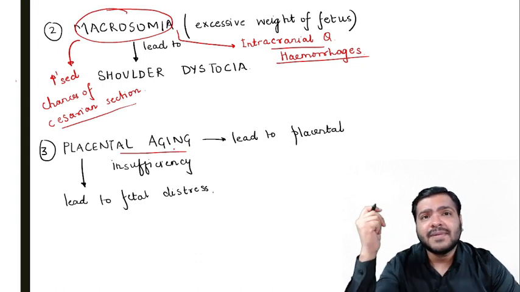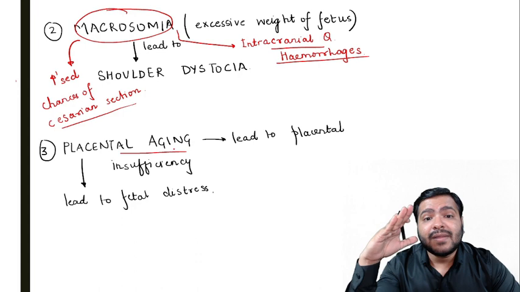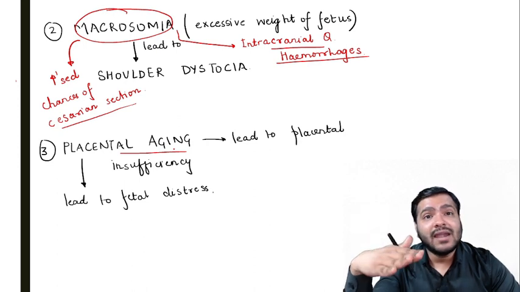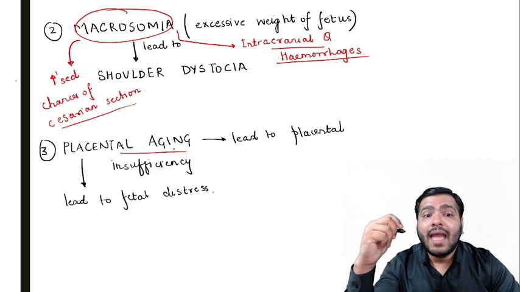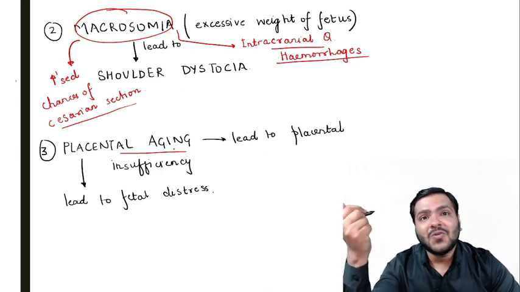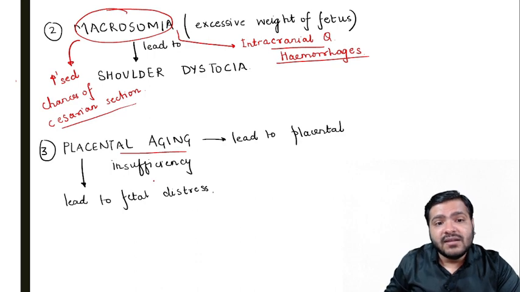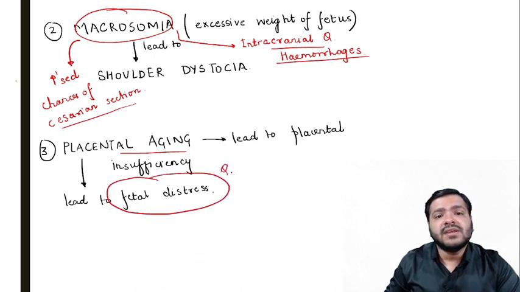Apart from that guys, another complication faced by post-term pregnant women is placental aging. As the age of the placenta increases, it will lead to placental insufficiency. The placenta will not be able to work as normally as it was working throughout the pregnancy. You all know that the placenta is responsible for providing everything from the mother to the fetus. Ultimately exchange is happening through the placenta only. So if there is no proper blood supply, no proper food, no proper oxygen, no proper metabolic waste removal, it will lead to fetal distress.